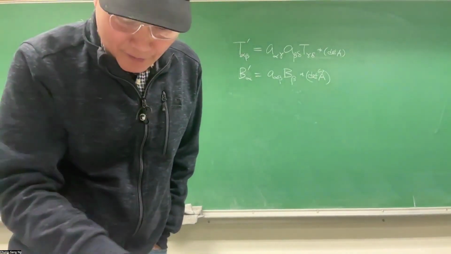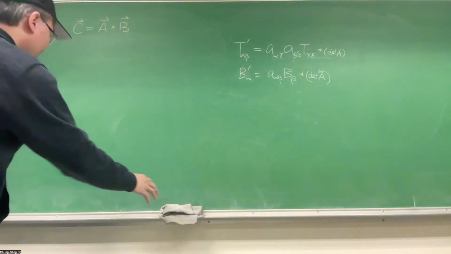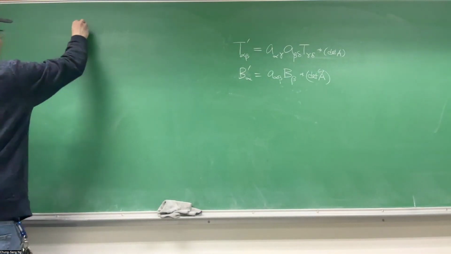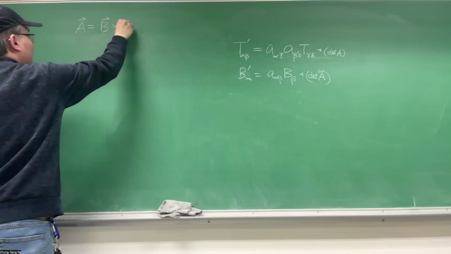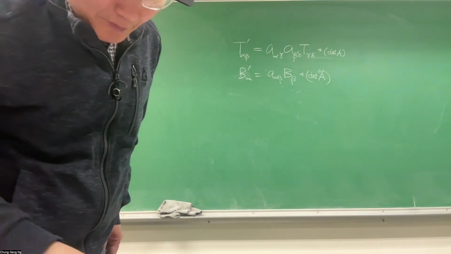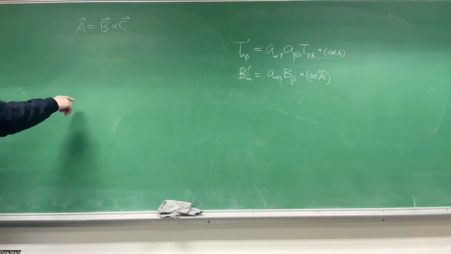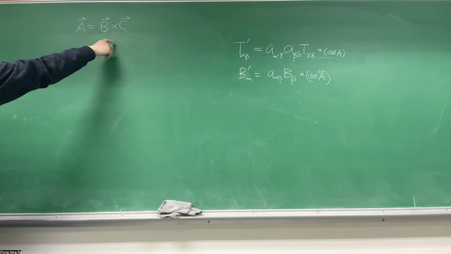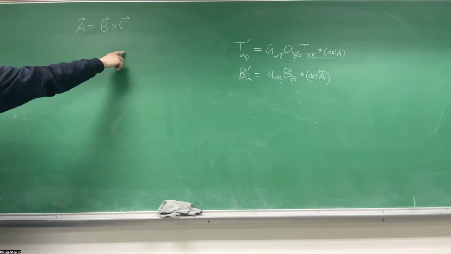I think I'm following Jackson. Oh yeah, Jackson is the other way around. So let's follow Jackson: A is B cross C. It doesn't matter whatever you call it, but now we will try to show that, hopefully you can follow. And the idea is much easier to use the index form.